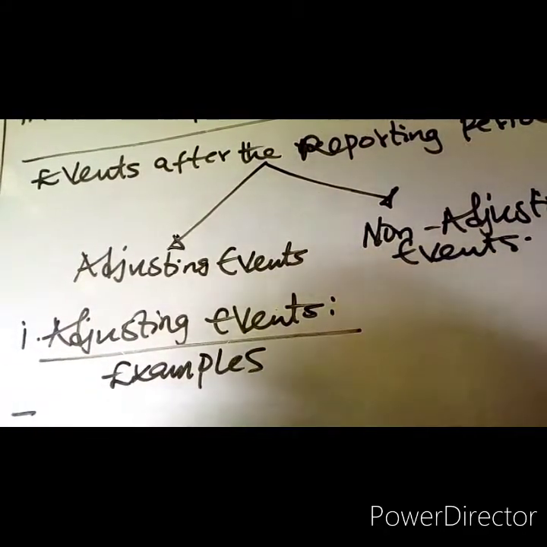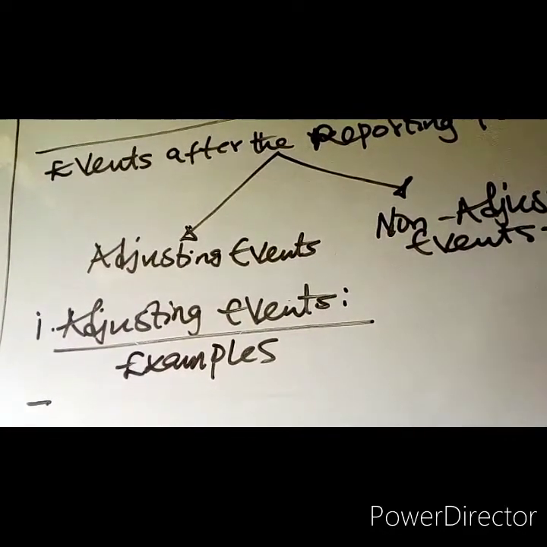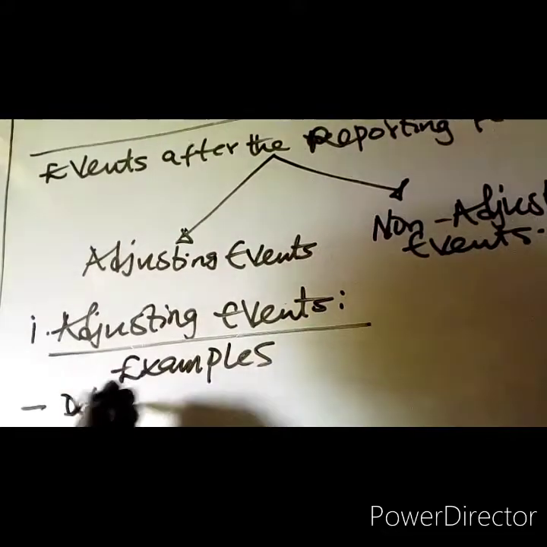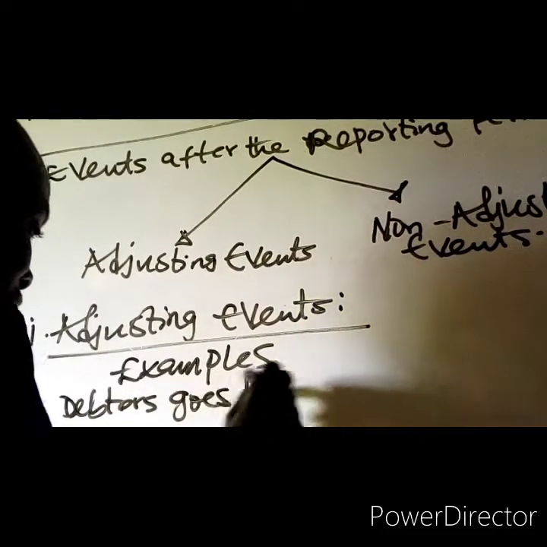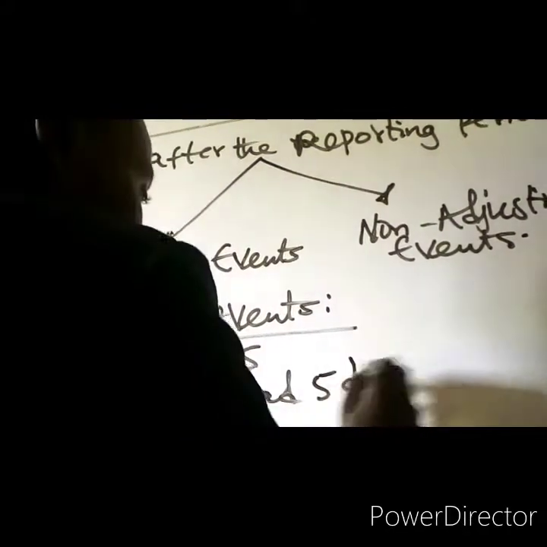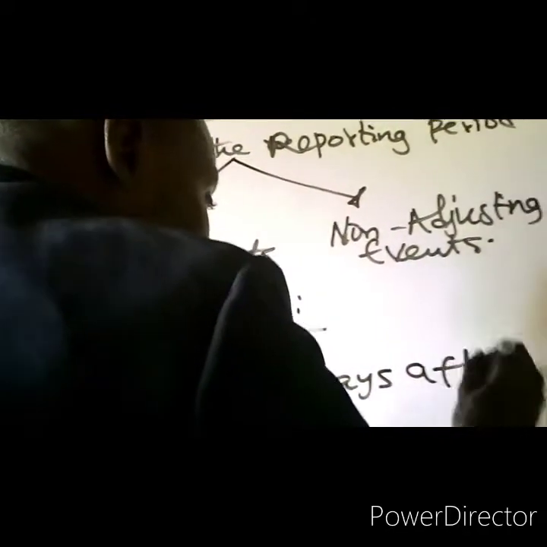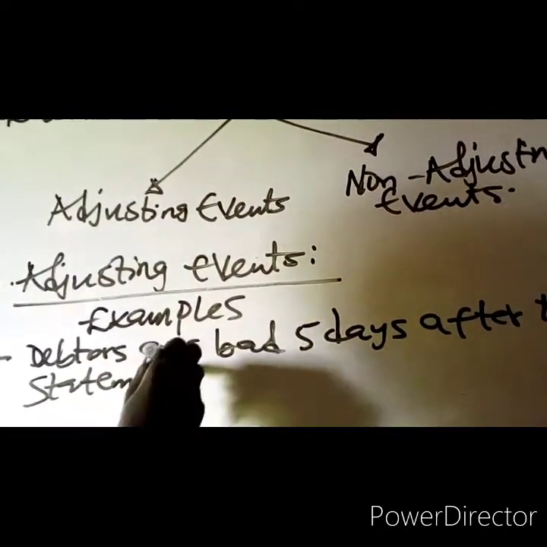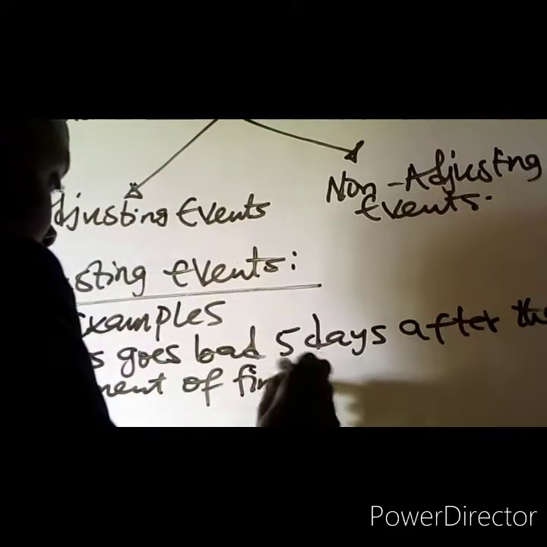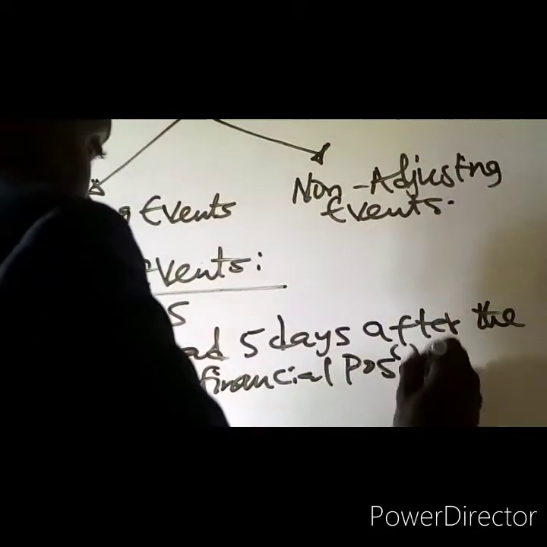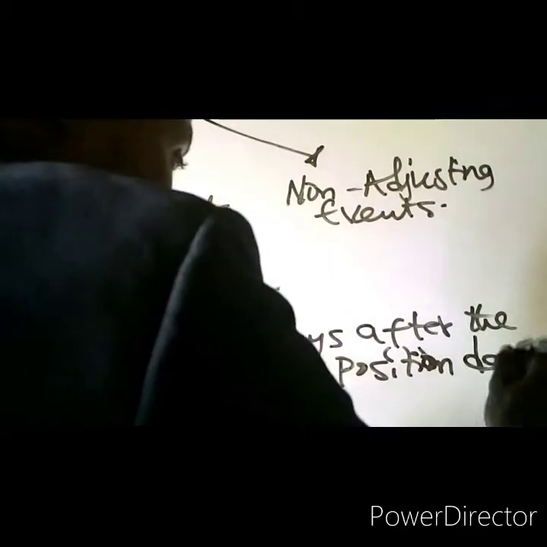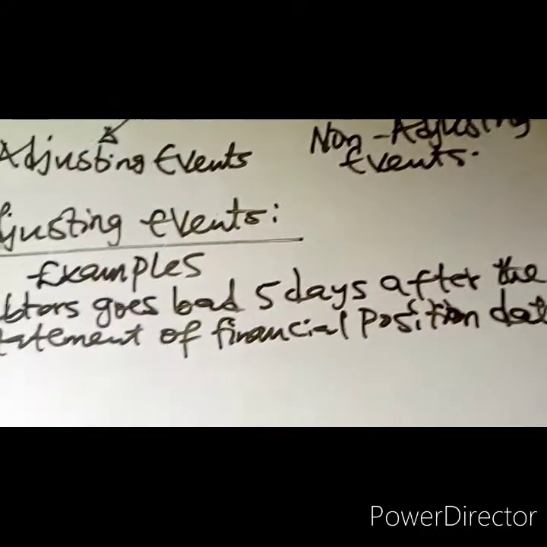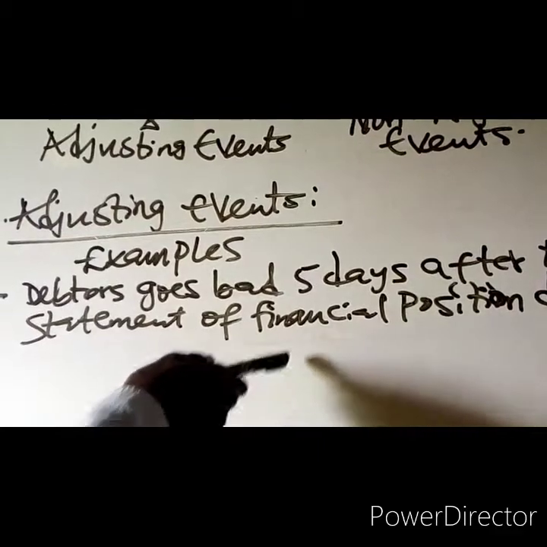Examples of adjusting events. We have one: debtor goes bad 5 days after the statement of financial position date. If the debtor goes bad 5 days after the financial position date, that means the debtor had gone bad at the statement of financial position date.